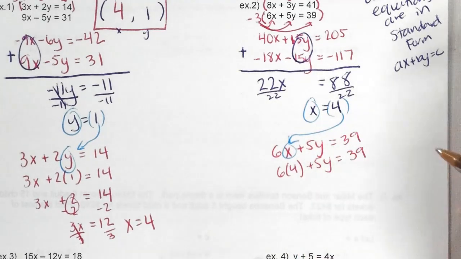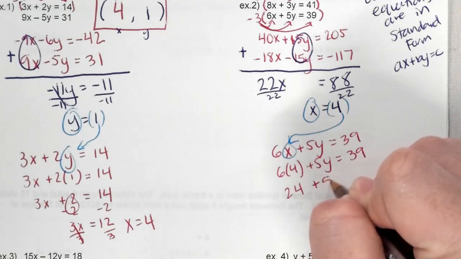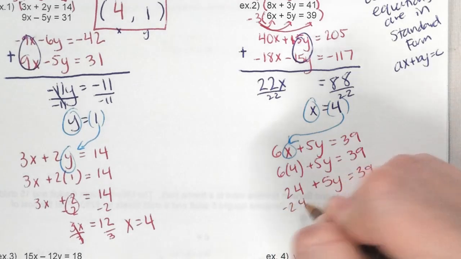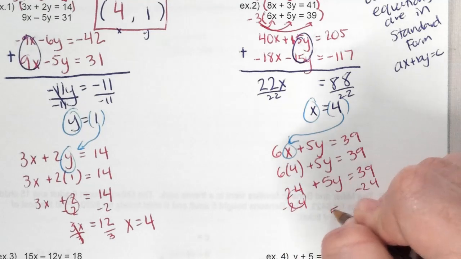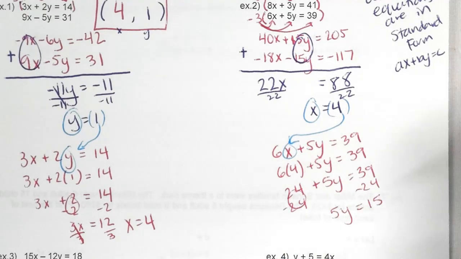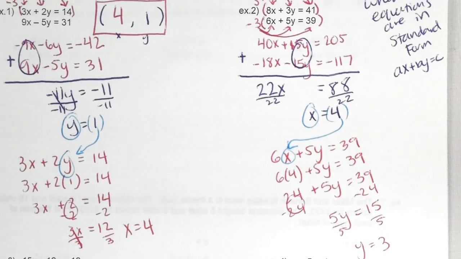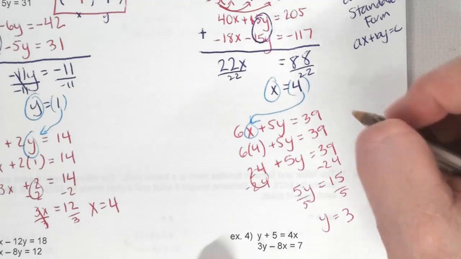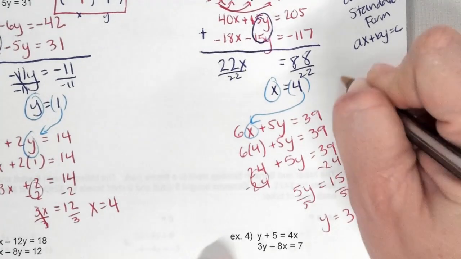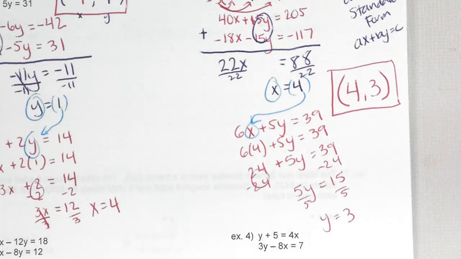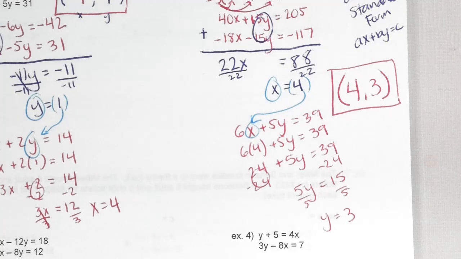What do I do? Yeah, what's 6 times 4? 24. Now what? Subtract 24 from both sides. And I get 5y equals 15. Now what? Divide both sides by 5. And I get y equals 3. So my final answer is what? (4, 3). Inside parentheses. Not fancy brackets, not square brackets, parentheses. Because it's a point. It's an ordered pair.